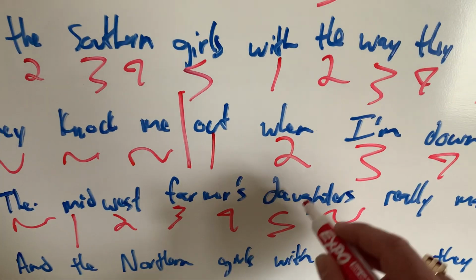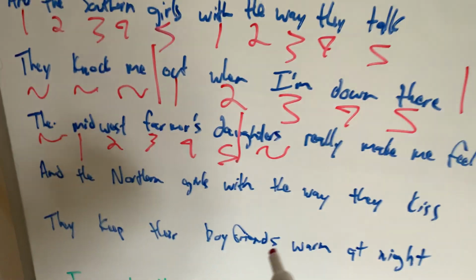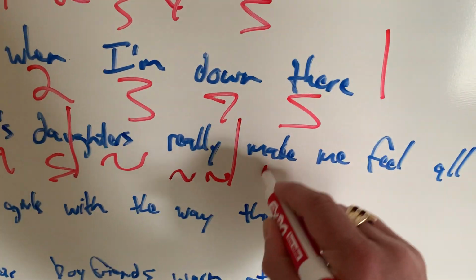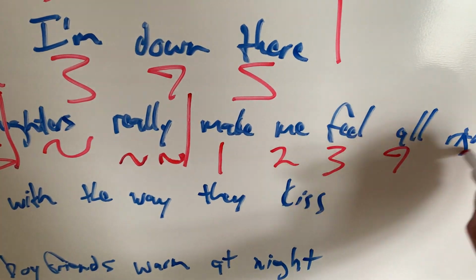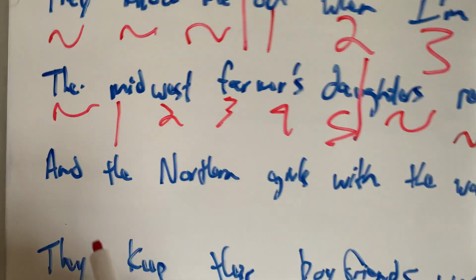Midwest farmer's daughter. The new measure happens right in the middle of it. So look, measure framing is still accomplished. Daughters really, and then new measure here, make me feel all right, right? Okay. Then he does the same little thing again.